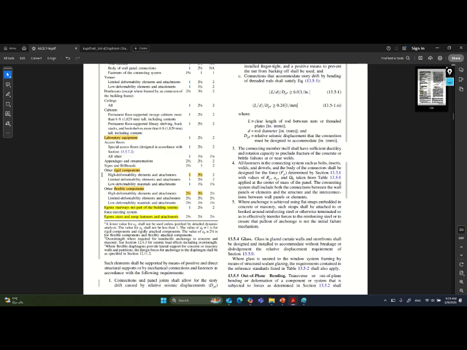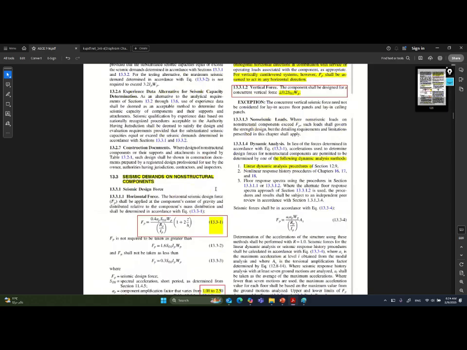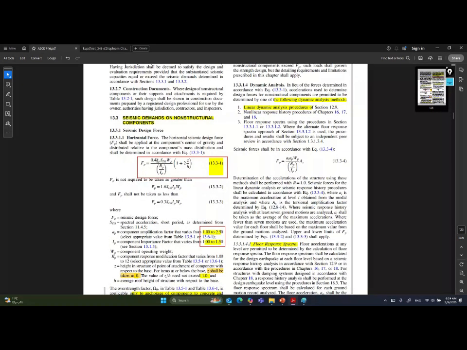So it is very important to consider that if the component is rigid, if its time period is less than 0.06 seconds, then it will be considered as rigid, and the AP will be 1. For the flexible component, if the time period is more than 0.06 seconds, then the AP will be 2.5. Wow, that is a very high value. So I will multiply this equation by a factor of 2.5.